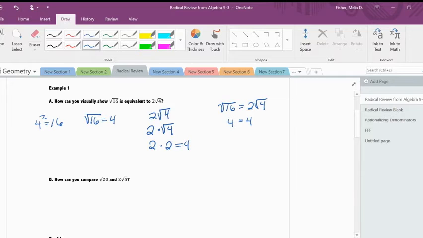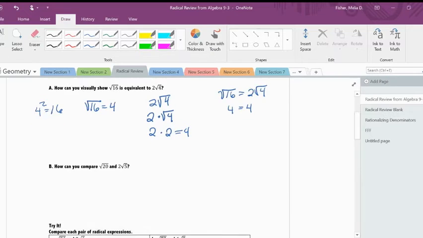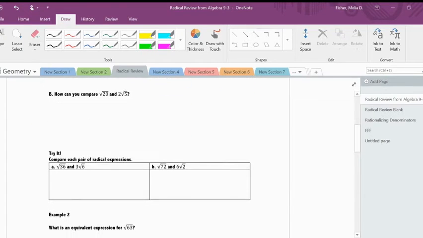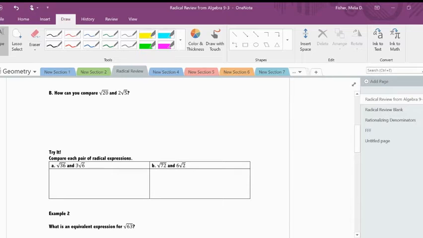Now 4 and 16 are called perfect squares. They came out absolutely lovely and they were easy to work with. We're going to start looking at what happens with numbers when they aren't perfectly like that. So let's take the square root of 20. What we're going to do is look at what the factors of 20 are: 1 and 20, or 2 and 10, or 4 and 5.